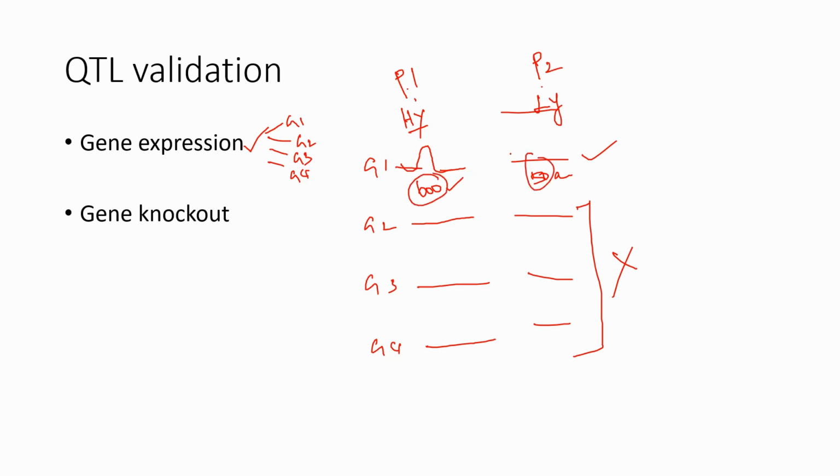Okay, now you have the step 1 validation. What you do next is gene knockout. You go to this high yielding plant and remove the particular gene from the genome, and you see the expression. Again, let me draw here. Oops, I'm not able to draw straight with this tablet.